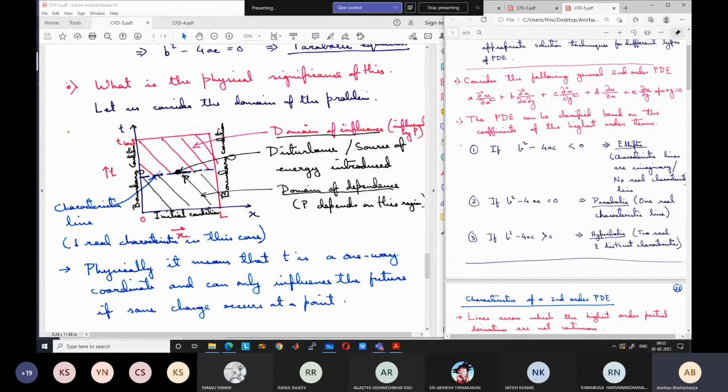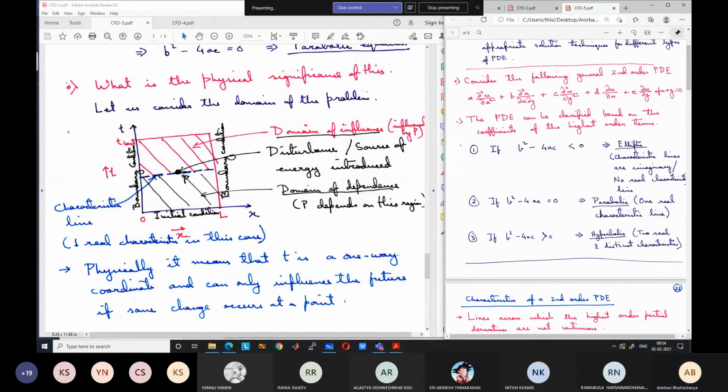Any point on the top of this region can be influenced by this point P. So then what is the domain of influence? Domain of influence we have defined as the domain which can be influenced by this point. So because any point on the top side can be influenced by this point P, the entire red hashed region that I have shown here above this horizontal line is the domain of influence of P.